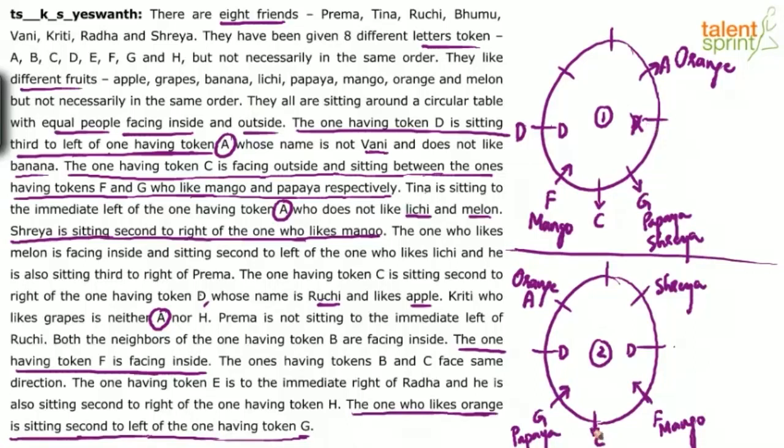Now look at case 2. In case 2, where is D? A is here. We know that A and D cannot be together because D is third to the left of A. So obviously D has to come here. And if D comes here, what is the point here?